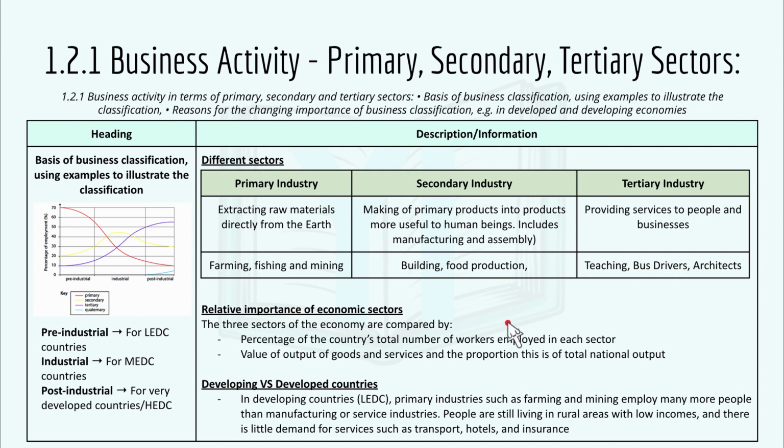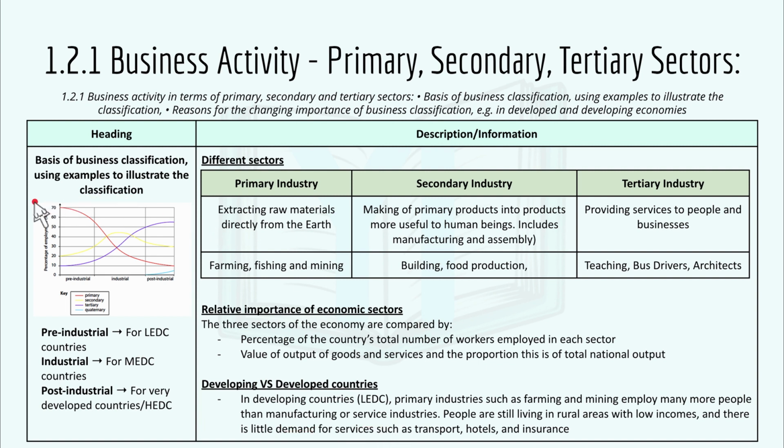And here's the relative importance of economic sectors. The three types of sectors of economy are compared by the percentage of the country's total number of workers employed in each sector, and the value of the output of goods and services and the proportion of this is of total national output. And here's the difference between developing and developed countries. In developing countries, or LEDCs, less economically developed country, primary industries such as farming and mining employ many more people than manufacturing or service industries, and people are still living in rural areas in developing countries with low incomes, and there is little demand for services such as transport, hotels, and insurance.